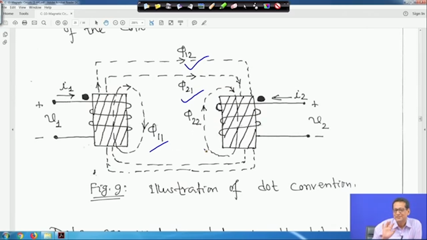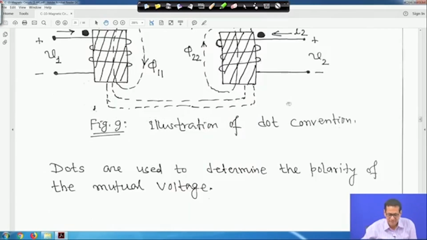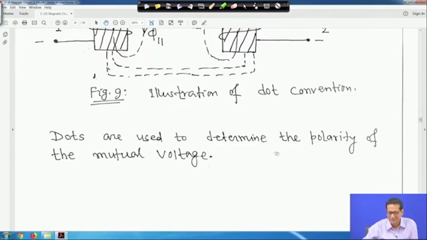What is there? Just look at the coil, see the direction of the current, grab the coil in the direction of the current, and the direction of your thumb will be the direction of the flux, right. And this side voltage is V 1 and this side voltage is V 2. Hope you have understood this, right. This way, dots are used to determine the polarity of the mutual voltage.